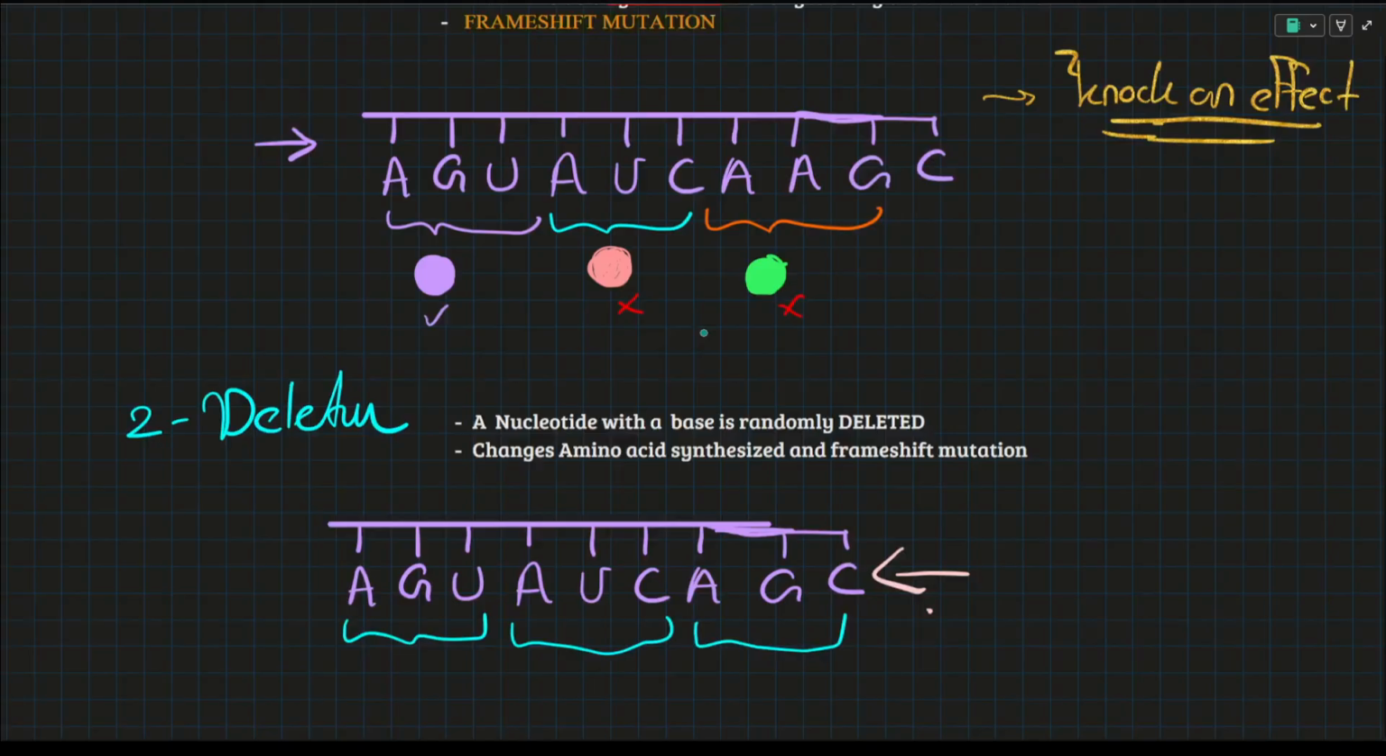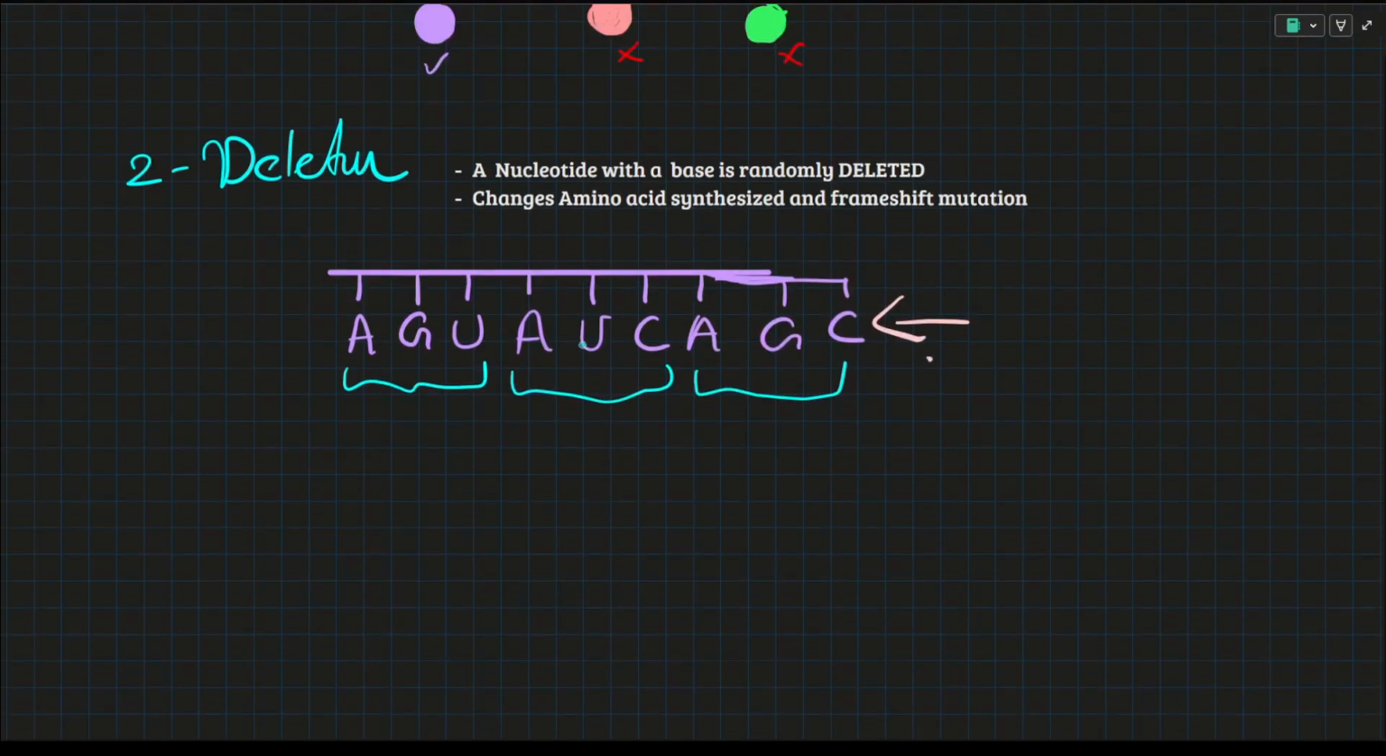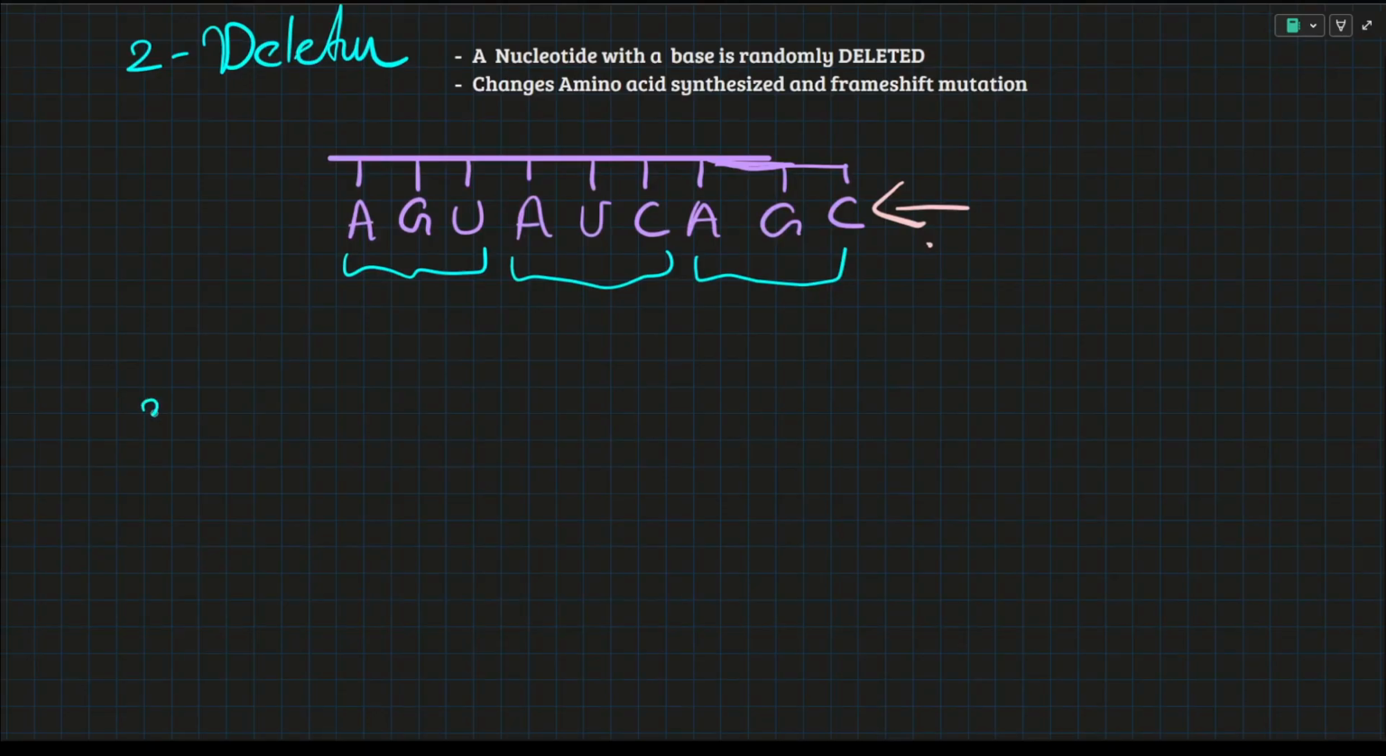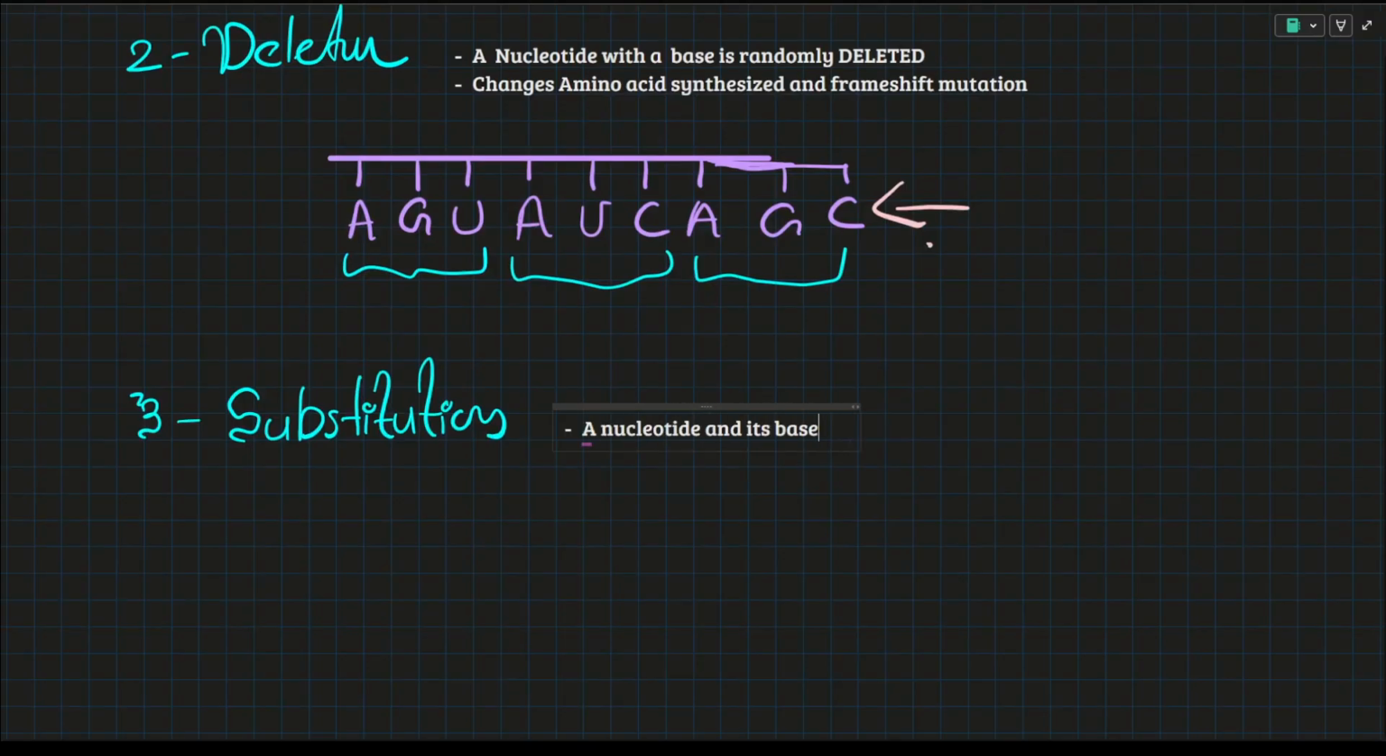Insertions and deletions are very similar. Now the third kind is going to be the most important kind, or I can say the most obvious kind. These are substitutions. So we're substituting nucleotides. Let's write down what happens in substitutions. Now a nucleotide and its base is randomly substituted or swapped. That's a better way of explaining substitution. So it's randomly swapped for another. All of a sudden, we're swapping a random nucleotide.